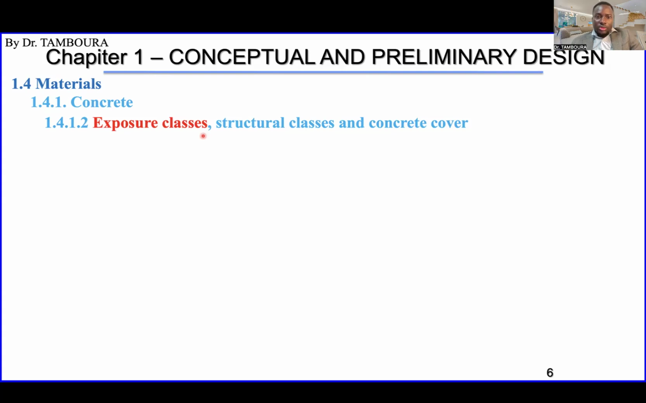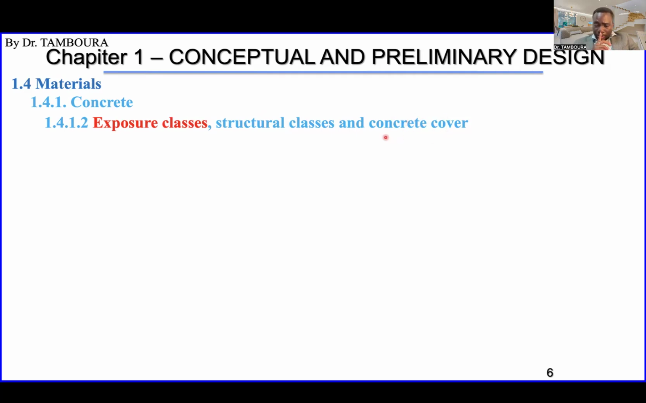The same building can be subjected to different types of environment. That means different parts of the same building can have different expositions. Anyway, we did all this last time, and we have to know how to use it to determine the concrete strength. And maybe later we can determine the structural class and then the concrete cover.